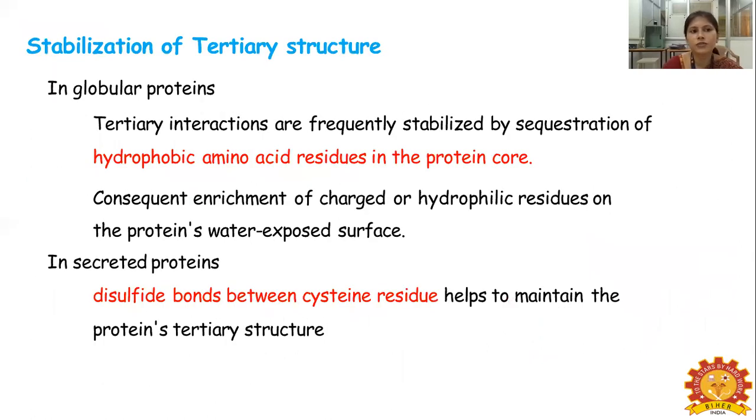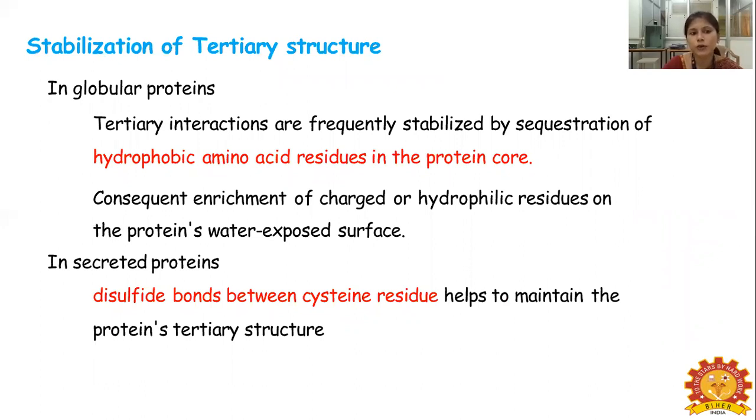So what are the factors which stabilize the tertiary structure? In the case of globular proteins, tertiary interactions are frequently stabilized by sequestration of the hydrophobic amino acid residues in the protein core, with consequent enrichment of charged and hydrophilic residues on the protein's water-exposed surface.